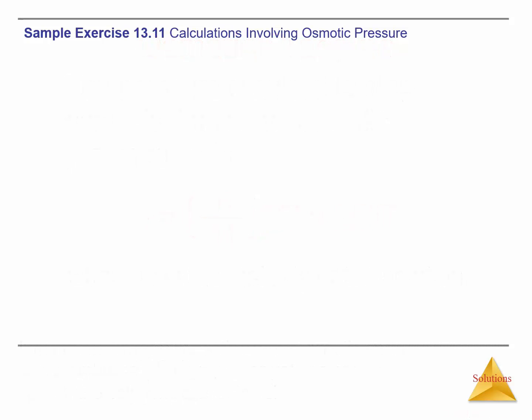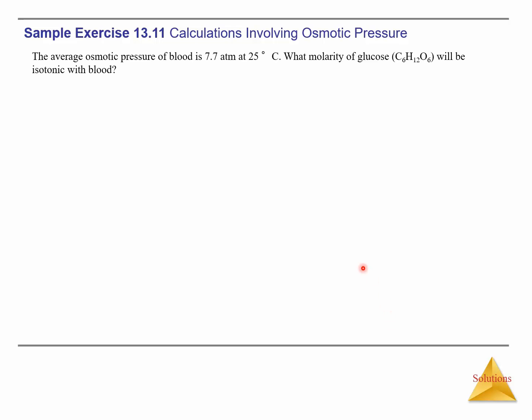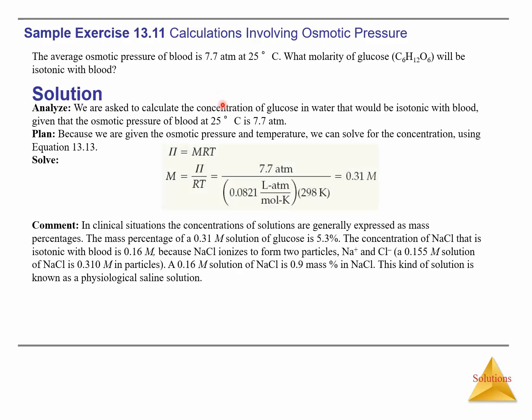Now, let's see this sample exercise regarding calculation involving osmotic pressure. The average osmotic pressure of blood is 7.7 atm. What molarity of glucose will be isotonic with blood? You can find the molarity directly. This is the osmotic pressure divided by R times T. Remember, T must be in Kelvin. And you have 0.31 molar. This is the molarity of glucose that is isotonic with blood.